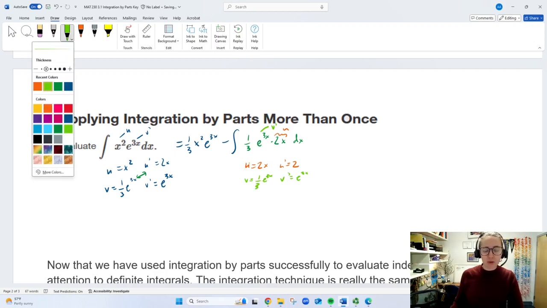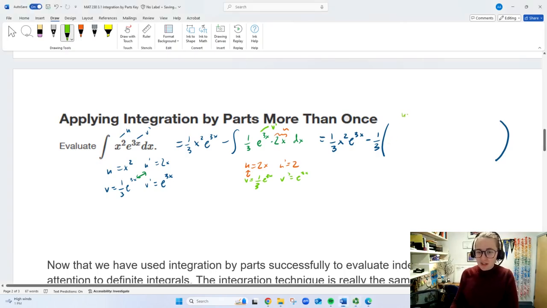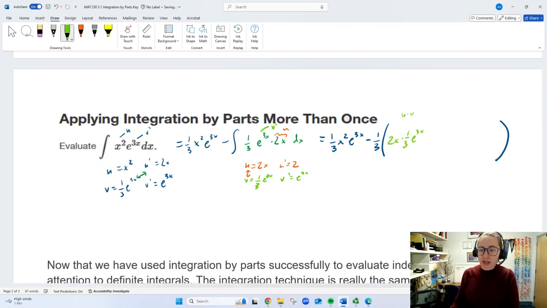Okay, let's rewrite this one more time. Since my 2 was part of that function, I just pulled the negative 1/3 out in front. And remember, we are going to have to distribute this negative and this 1/3 to everything. So this is my u times my v first off the bat. So I'll have 2x times 1/3 e to the 3x. And then minus my integral of my v times my u prime.